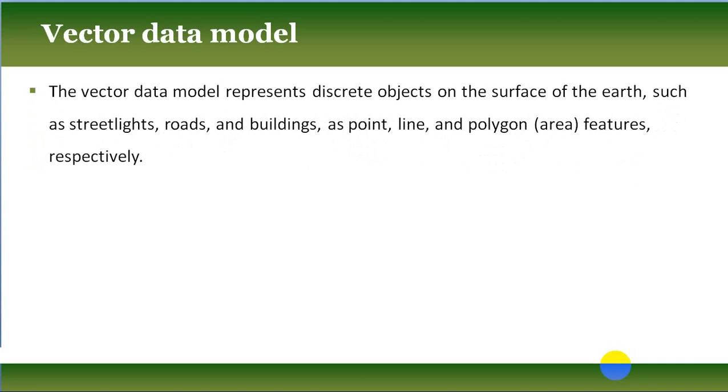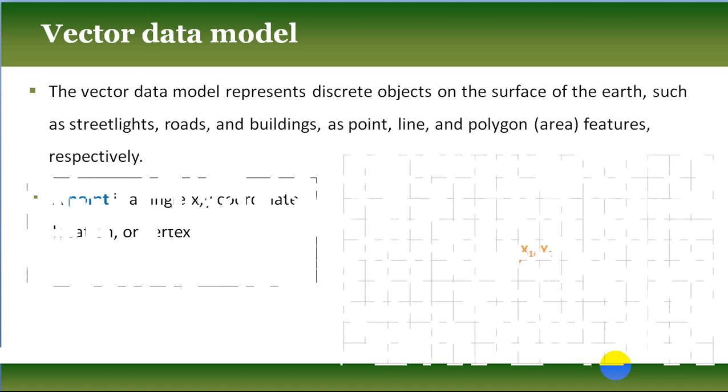In vector data model, the vector represents discrete objects on the surface of the earth such as street light, road, building, either as a point, line and polygon features or geometry. So the point is that in the vector data model everything we represent either as a point or as a line or as a polygon feature or polygon geometry. All types of geographical data we represent using those three.